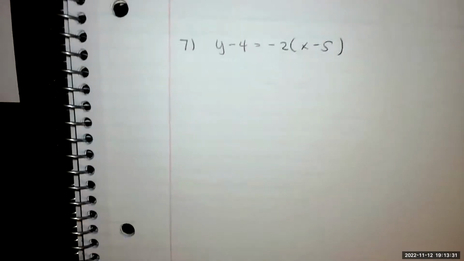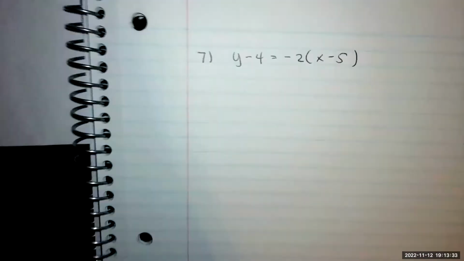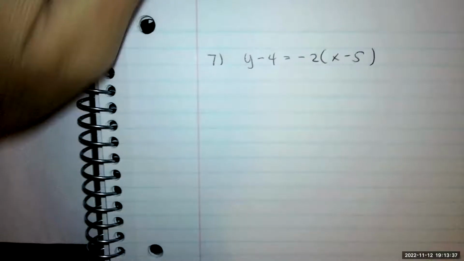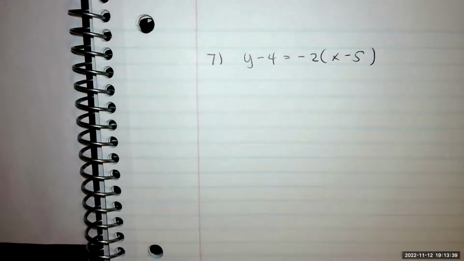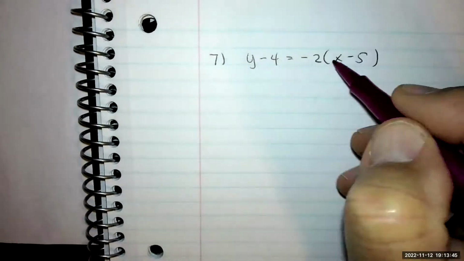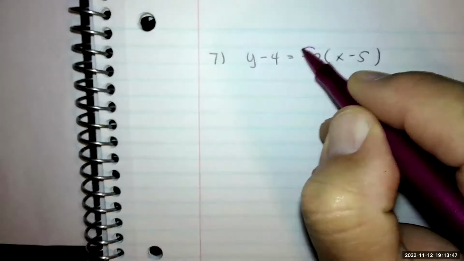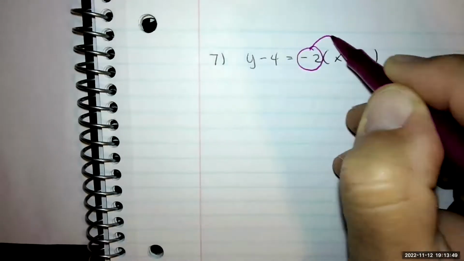The first thing you notice, oh, you can't see it, my fault. Let's move my camera back. All right, that's perfect. The first thing you notice is I have a parentheses. Whenever we have a parentheses, we talked about this in class, we distribute. See how the -2 is next to the parentheses? This whole thing is going to get multiplied to the x.